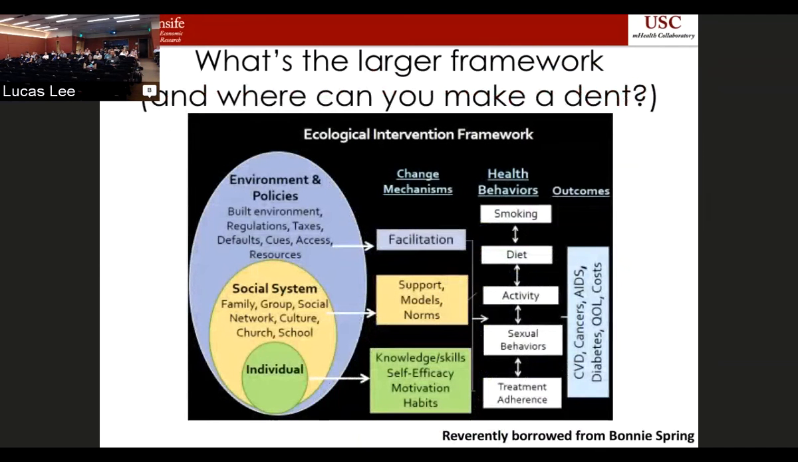But this slide, reverently borrowed from my colleague, lets you know that it's not only the individual that behaves and that influences the behavior that you want to influence. The environment influences the mechanisms of change, influences behaviors, influences outcomes. Where in that do you want to intervene? Do you want to intervene everywhere? I've seen that fail miserably. So you need to make some choices. You need to really think about what's driving the behaviors that you want to change.